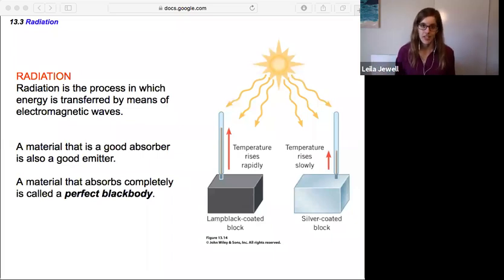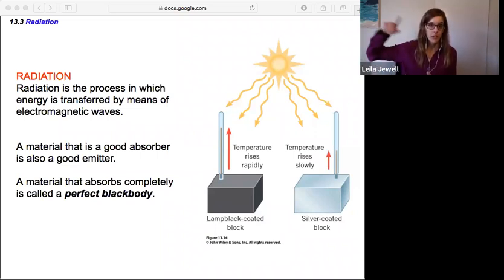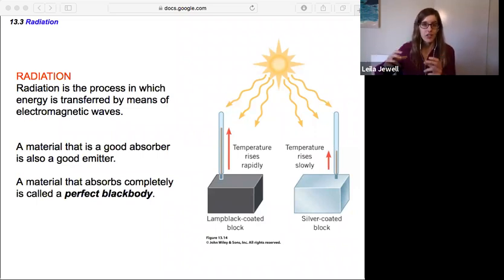from the sun. It's not that the sun is touching you, it's not conduction. It's not that there's some large convection currents coming from the sun to you on the earth, right? It's just the radiation energy as another method of transfer. It turns out a material that's a good absorber is also a good emitter.